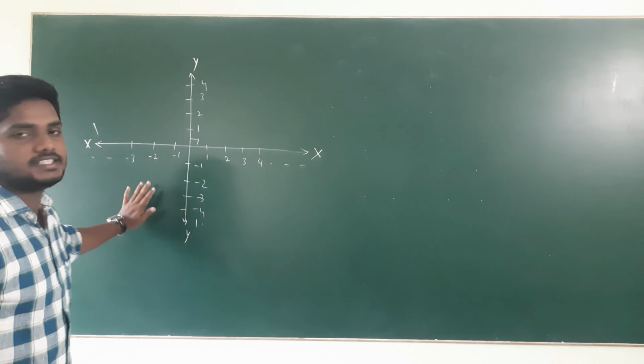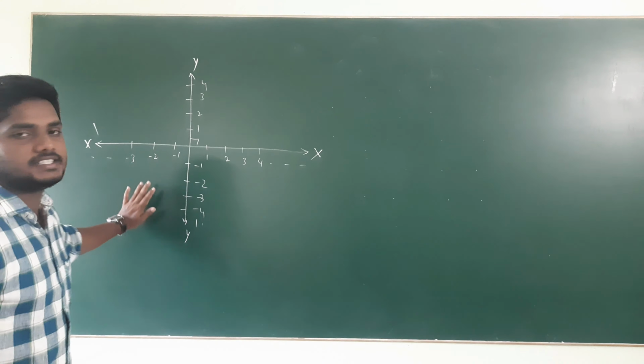Now, this y-axis has another name. That name is x equal to 0. This y-axis name is the x equal to 0 line. Why do we call this x equal to 0? Because if you take any point here, what is this point? This point is (0, -2). This point is (0, -3). Right or not? If you take any point on this line, what is the x value? The x value is 0. Therefore, this line we can also call x equal to 0.